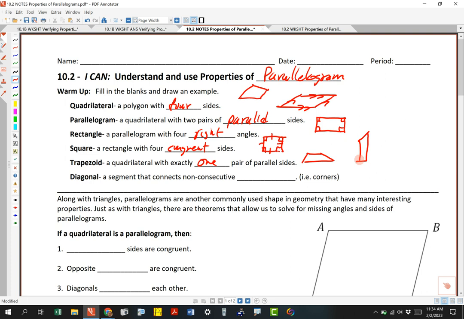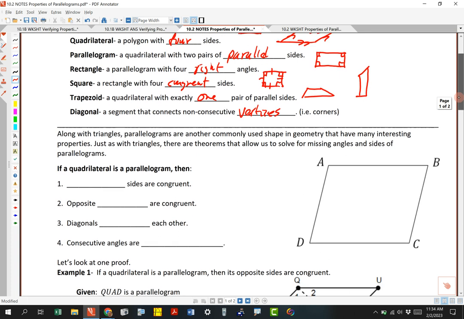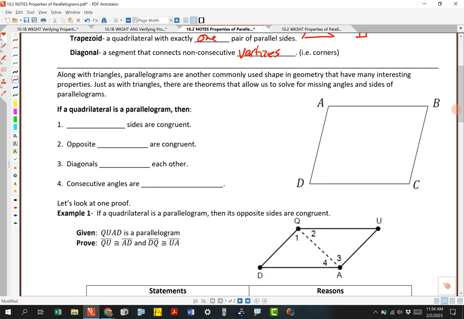And then diagonal, segment that connects non-consecutive. Got a hint there. I.e. means that is. Close. Looking for a different word. Okay. Starts with a V. Vertices. Okay. I was thinking that when I second-guessed myself. Yeah, there you go. Okay.